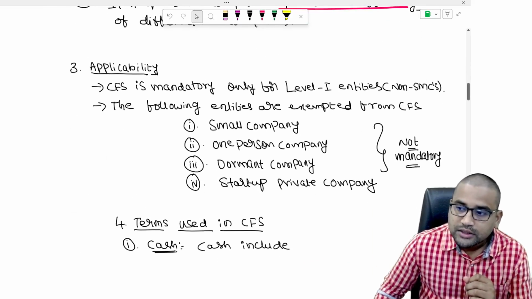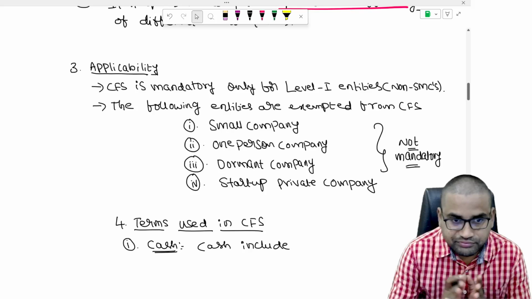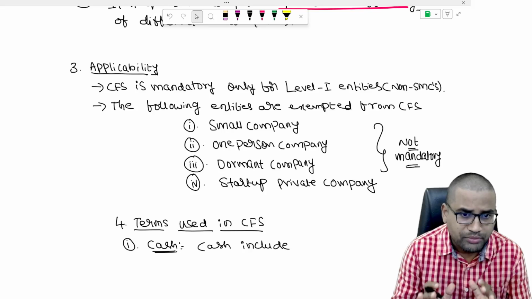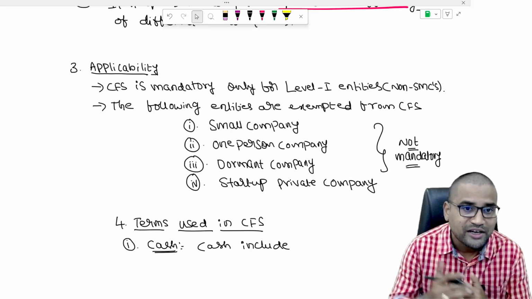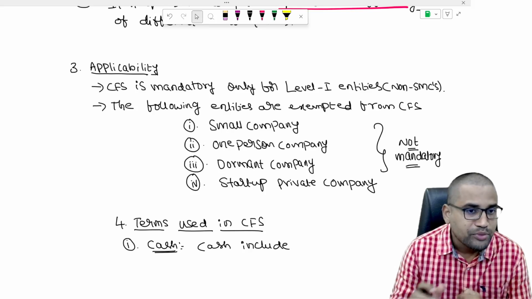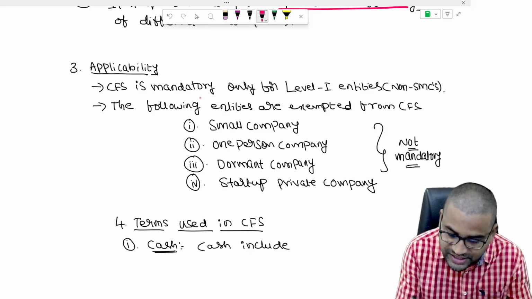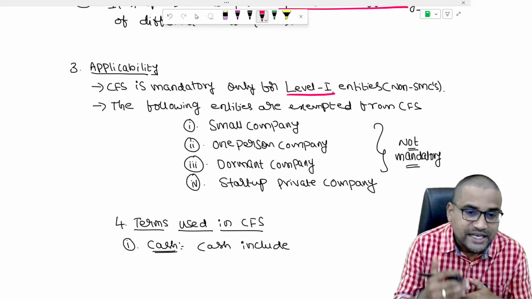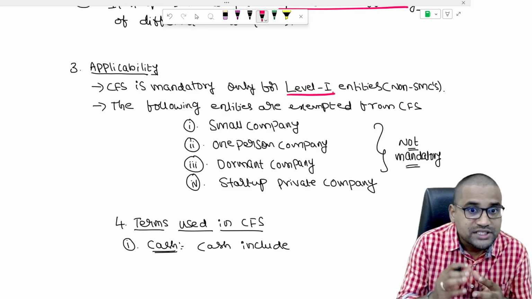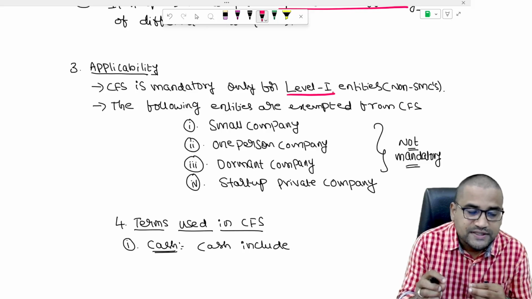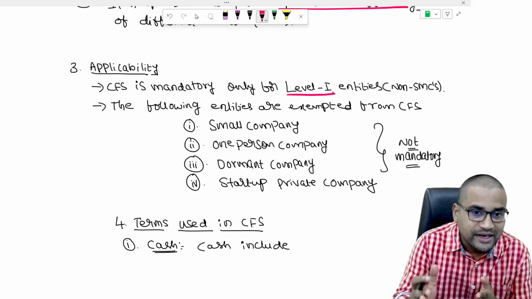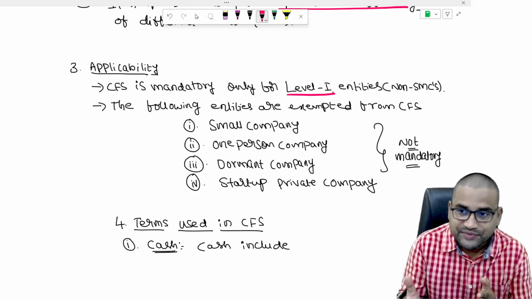Now, applicability. Sir, is the cash flow statement mandatory for everybody? I told you no, not mandatory. It is mandatory only for big enterprises, not for small and medium sized enterprises. So CFS is mandatory only for level 1 entities. Level 1 entities means listed companies. Actually, we are going to discuss accounting standards. In that, there is a classification: level 1 entities, level 2 entities, level 3 entities, level 4 entities. Like that, there is a classification.